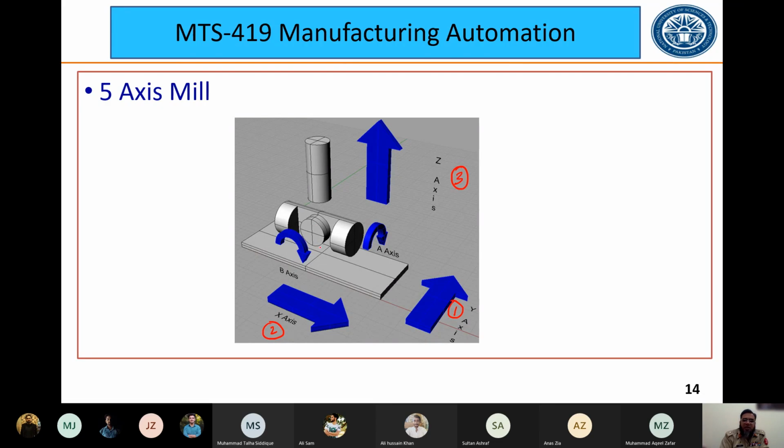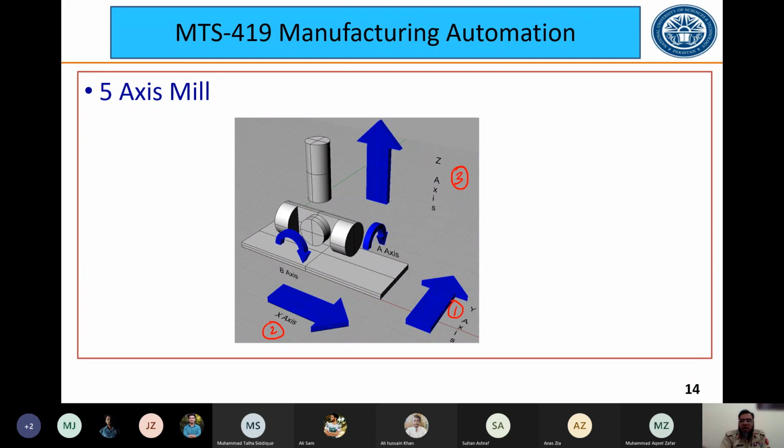And if this can also be turned, with rotation about the Z axis, we can have a 6-axis mill machine. One thing is for sure: with more than 3 axis mill machines, complicated and intricate parts can be made, but adding an axis to the machine adds to the cost of the machine. So 5 axis or more than 3 axis mill machines will be used for very intricate parts. Let me give you an example.